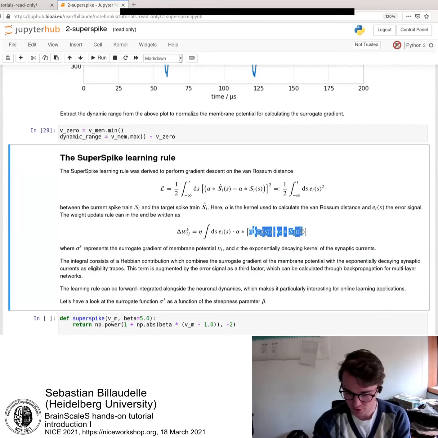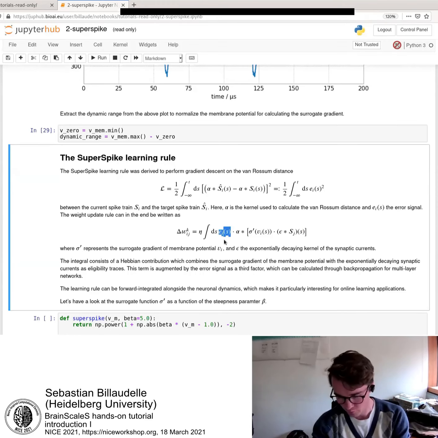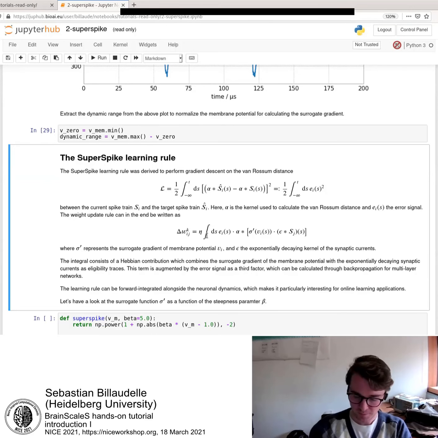And the second part here is the error trace we had before. For each point in time, we calculate that product of that Hebbian component and the error trace, calculate the integral over the time frame, for example, the whole experiment, as we do now. And this is then the weight update between the presynaptic neuron J and the postsynaptic neuron I.